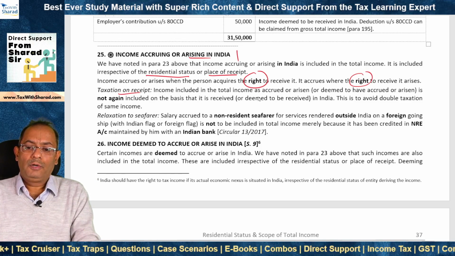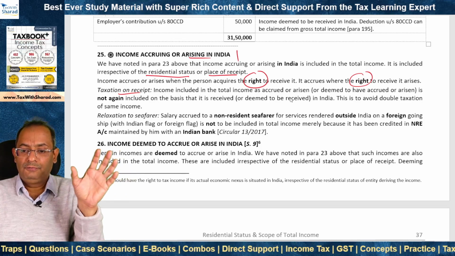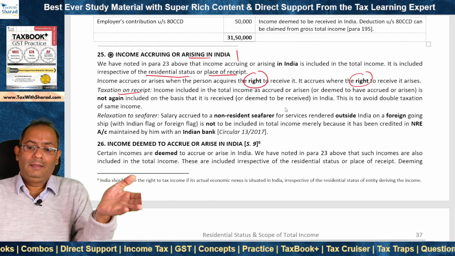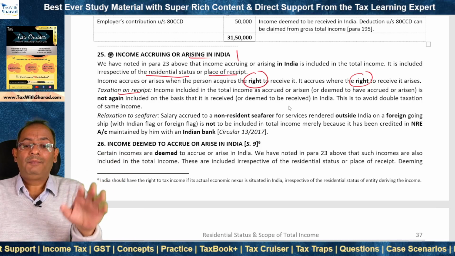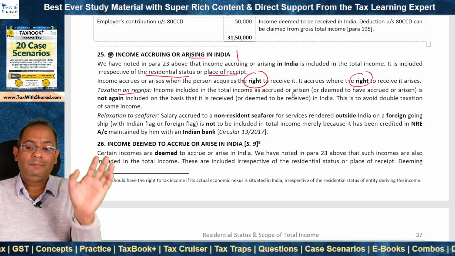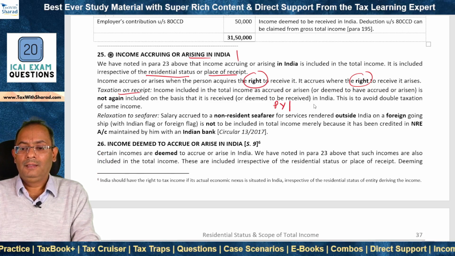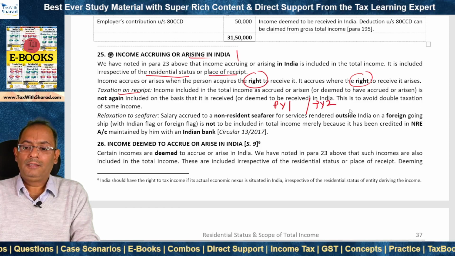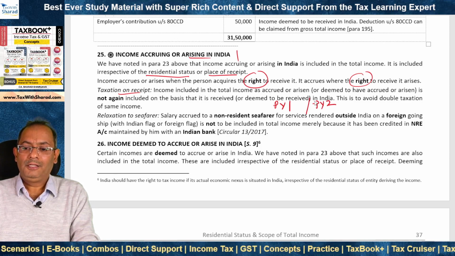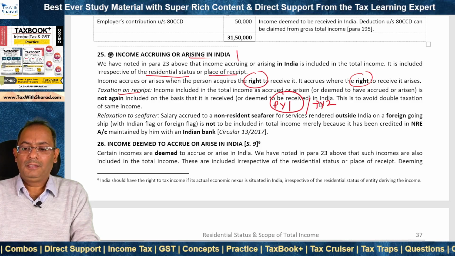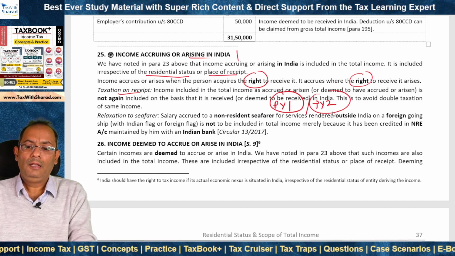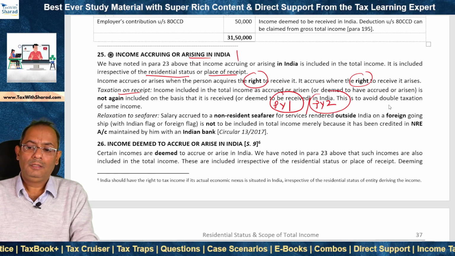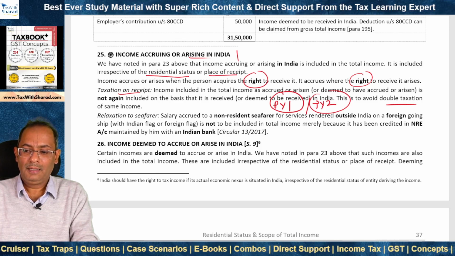Once the income has been included in the total income on the basis of being accrued or having been arisen or deemed to have accrued or arisen, then say if it is received in a later previous year, it is not taxed again in that later previous year. For example, in previous year 1, the income accrues and therefore it becomes taxable in India. Then in previous year 2, it is actually received, right? So to avoid double taxation, since the income has already been taxed in previous year 1, it is not again taxed in previous year 2 merely on account of it having been received or having been deemed to be received in India in previous year 2. This is to avoid double taxation of the same income.